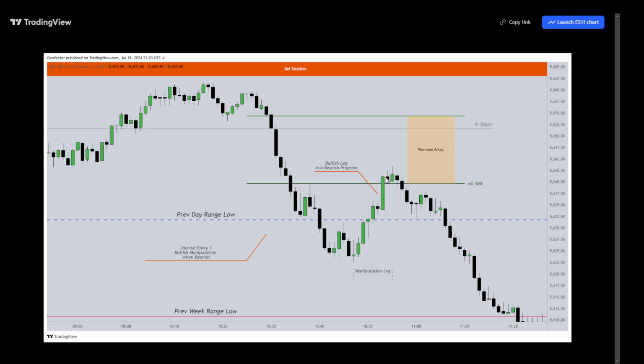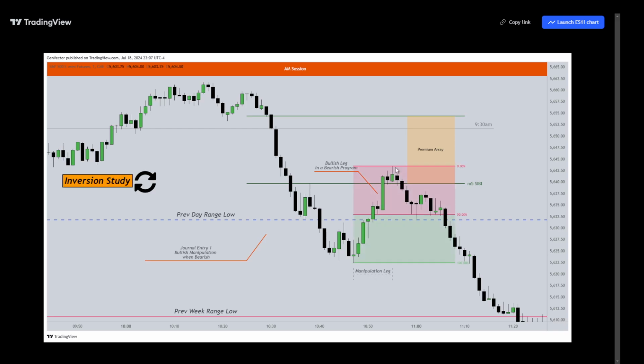That manipulation leg goes back into a premium array, which was the M5 SIBI. So that M5 SIBI is an anchor point below 930, below the new week gap, with a Tuesday high in mind. All of that activity is in the background, and now we're looking at this price action leg to help us determine how we can get in.